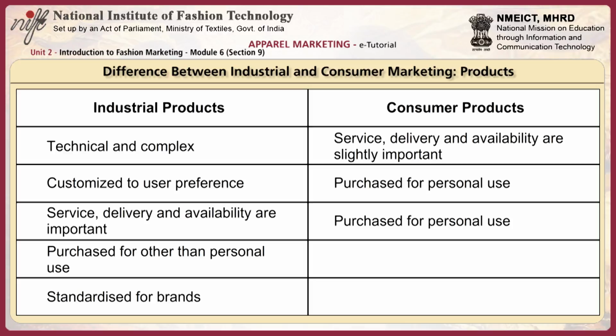Whereas for consumers, the products are standardized like brands. Whereas in the consumer markets, service, delivery and availability are less important because they are generally purchased for personal use.